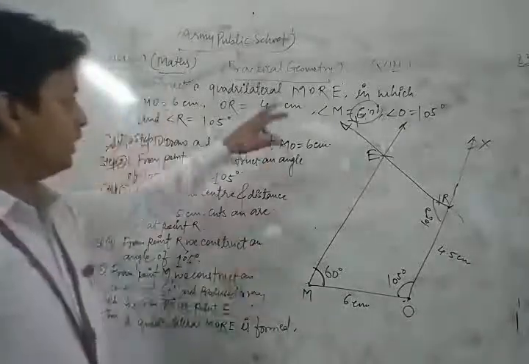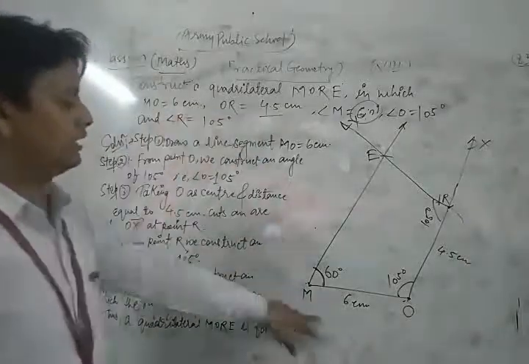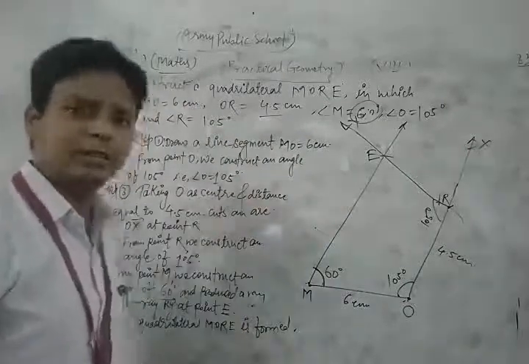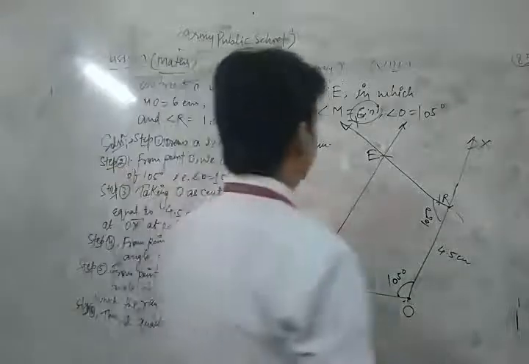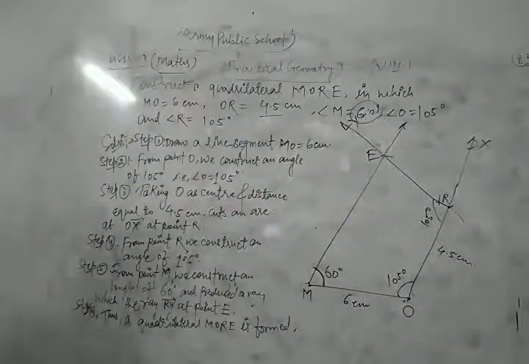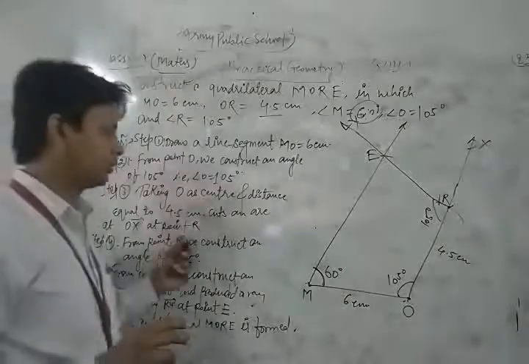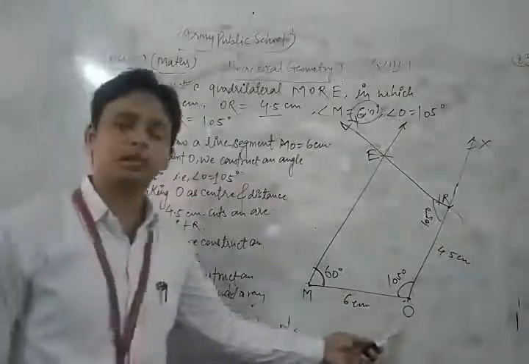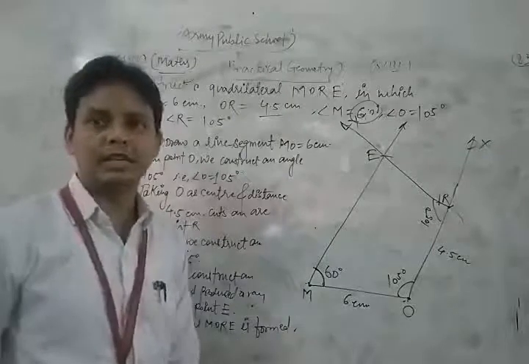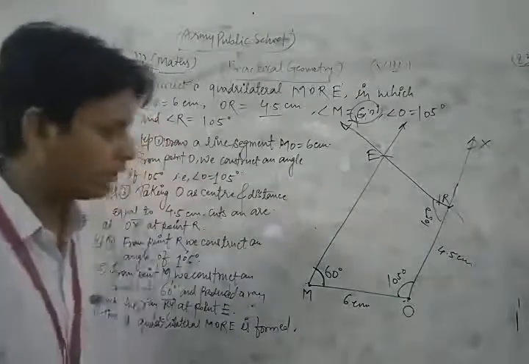First, MORE, in which MO is equal to 6 centimeters, OR is equal to 4.5, angle M is 60 degrees, angle O is 105 degrees, and angle R is 105 degrees. Now what do I do? In the first stage of construction, first of all we draw a line segment MO equal to 6 centimeters.